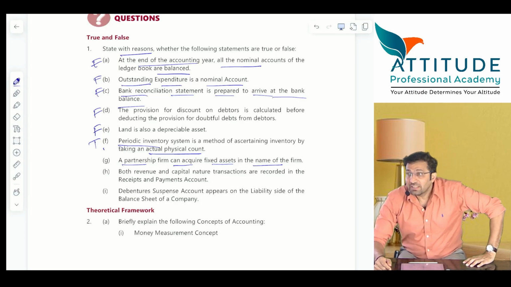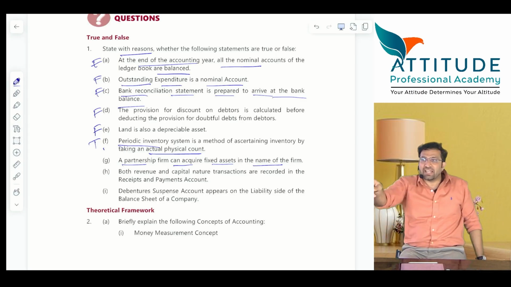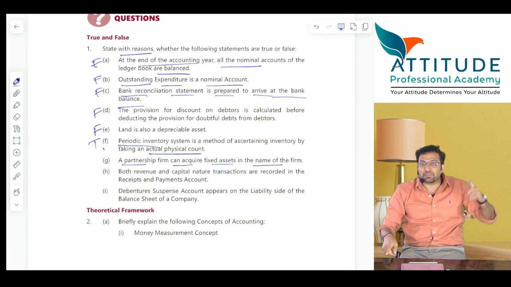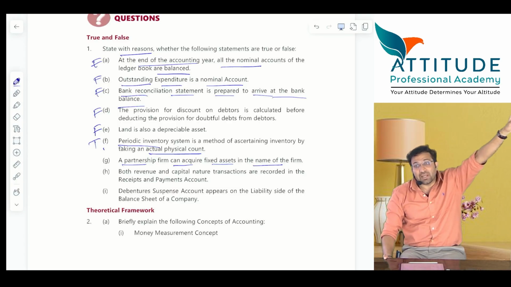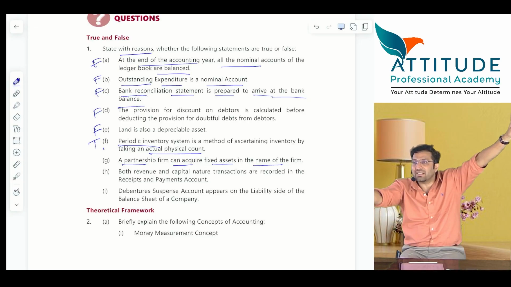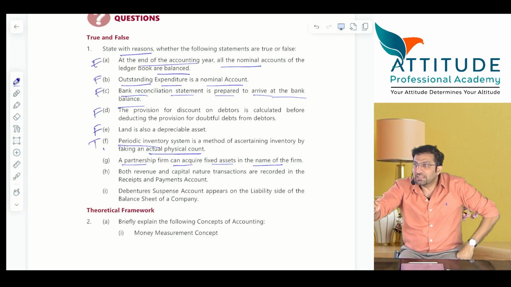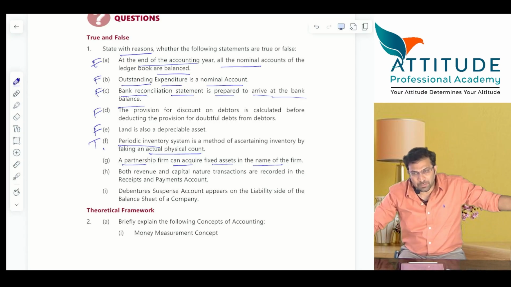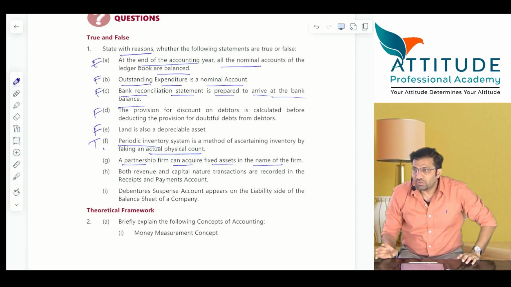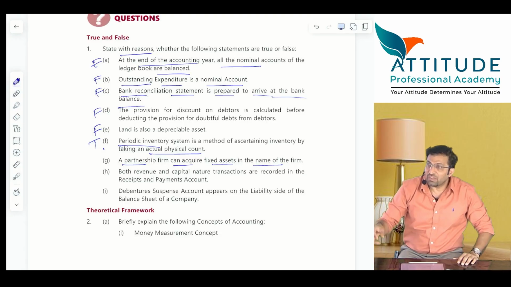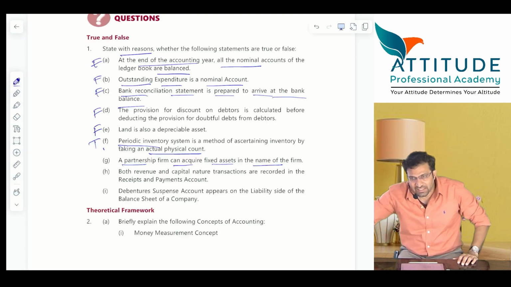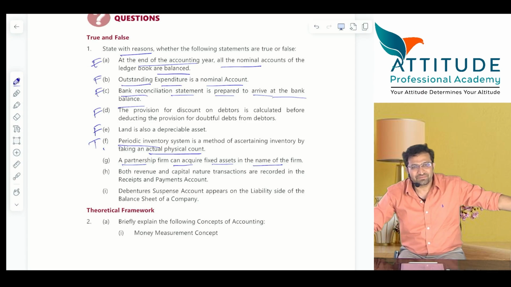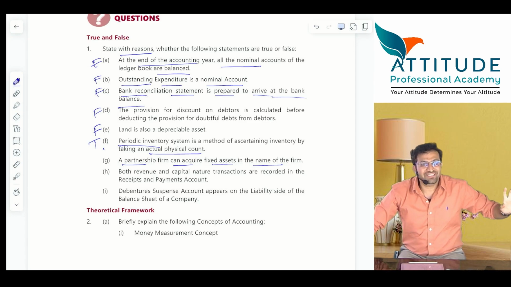But if it is an LLP, LLP is a separate legal entity. Then that doesn't become the property of the partners. It becomes the property of the LLP, because LLP is a separate legal entity. Are Ambani's and Reliance Limited's properties one and the same? No. Land, building, office, furniture, machinery, everything belongs to Reliance Limited, not Ambani. Ambani is only having a share.